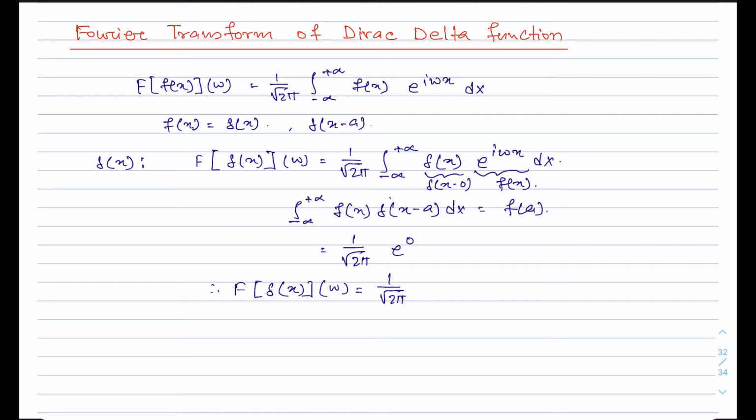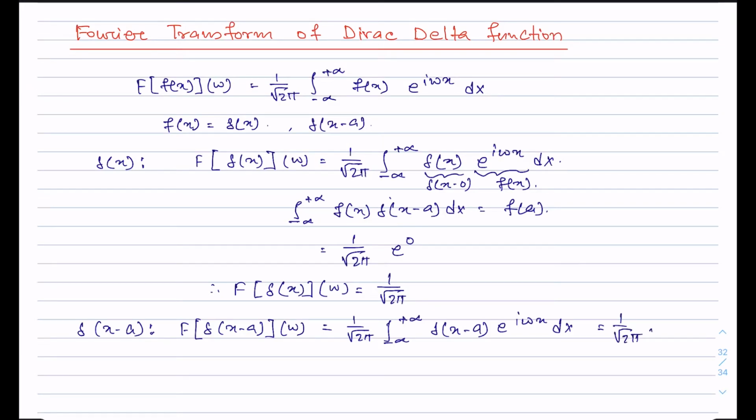Similarly for delta(x minus a), the Fourier transform, which is a function of omega, is 1 over root 2 pi, integration from minus infinity to plus infinity of delta(x minus a) e to the power i omega x dx, and it is equal to 1 over root 2 pi times e to the power i omega a.